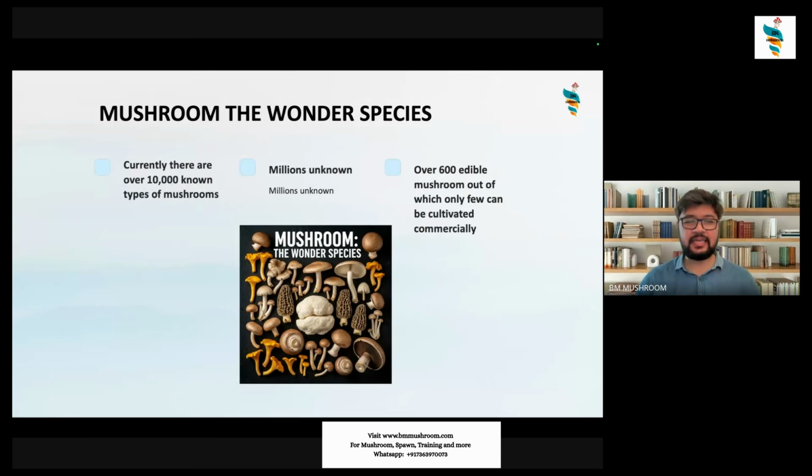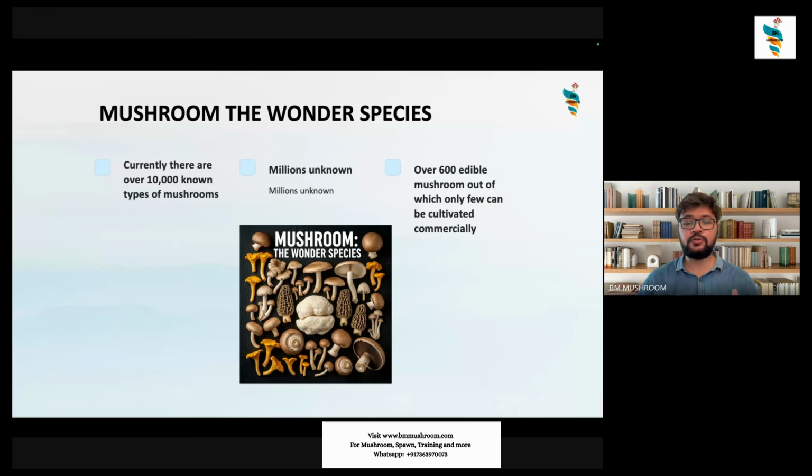So, currently, there are over 600 edible mushroom species which have been already discovered, and only few among them have been commercially successfully cultivated. Even though there are several varieties of mushrooms which are edible and they can be foraged, it's not a wise move because a lot of mushrooms in the wild are poisonous, non-edible, are toxic, and a lot of other things.